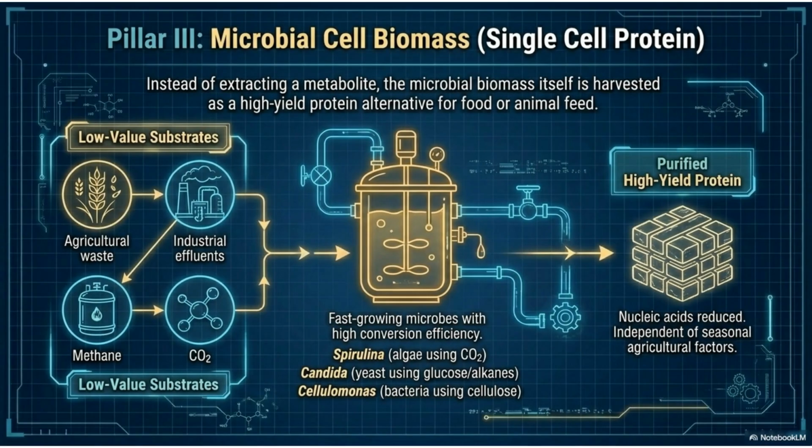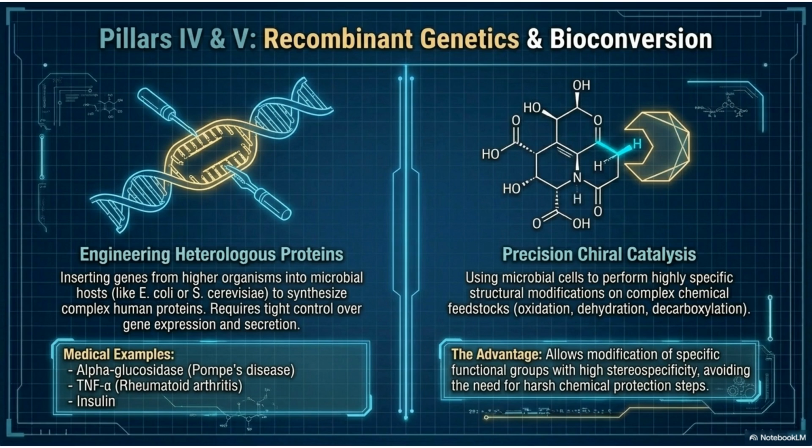The third pillar is microbial cell biomass, or single-cell protein. Here, the biomass itself is harvested as a high-yield protein source for animal feed or human consumption, often utilizing low-value industrial waste. The final pillars cover recombinant genetics, such as engineering host cells to produce human proteins, and precision chiral catalysis, which uses microbes to perform highly specific chemical modifications.